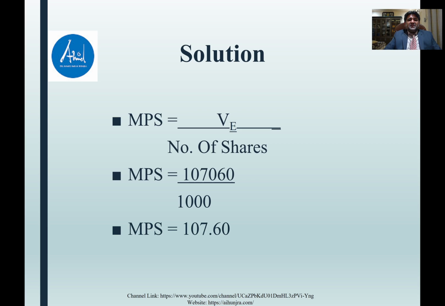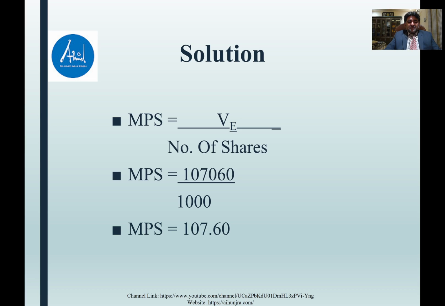So here the market price per share, as we know, the formula is the value of equity divided by the number of shares outstanding. The value of equity is 1,07,060. The number of outstanding shares is 1,000. The market price per share is $107.6, whatever the value is. It's the fair price by using the free cash flow approach.